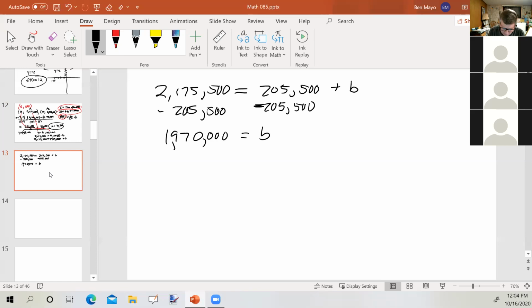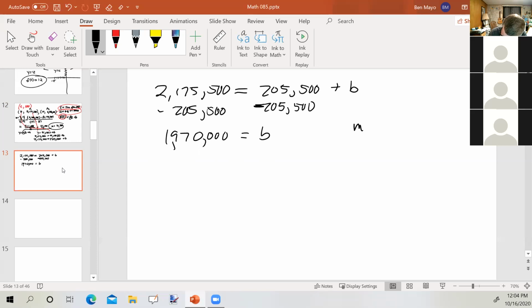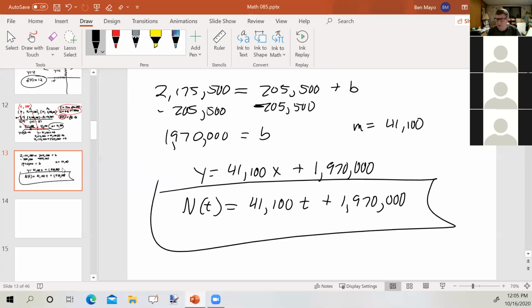All right. So from the previous page, the slope was 41,100. So y equals 41,100x plus 1,970,000. But it's actually N of t equals 41,100t plus 1,970,000. So there is the correct function using the correct letters.